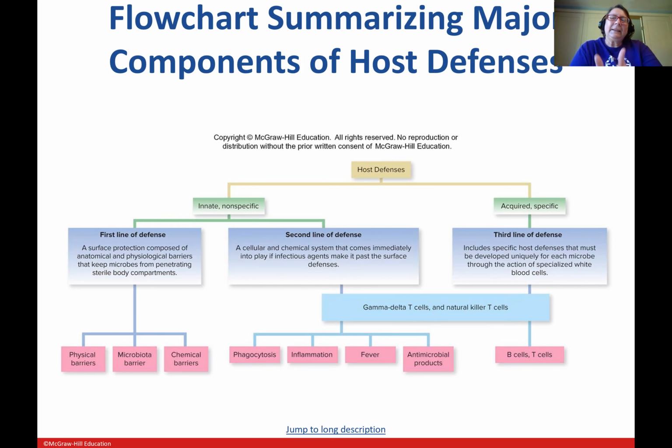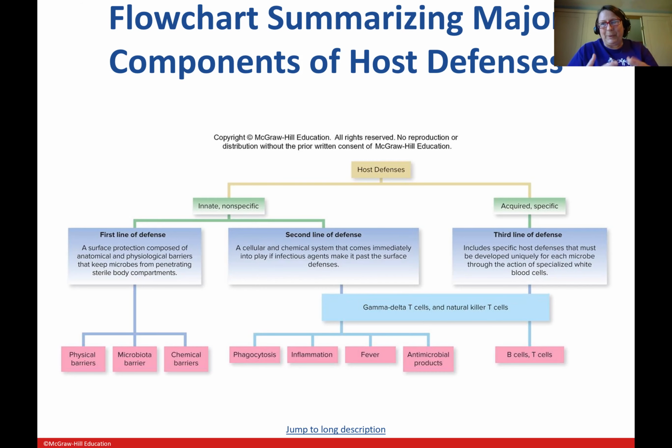Okay, the second line of defense is going to start getting a little more particular about pathogens. Okay, and there are certain kinds of things that are provided in that second line of defense. So, phagocytosis we have talked about a little bit. This is, for example, a macrophage eating a bacteria, and after it eats it, it digests it, chops it up, and clears the body of that. Inflammation is a nonspecific response, but it is a response to the invasion by a pathogen.